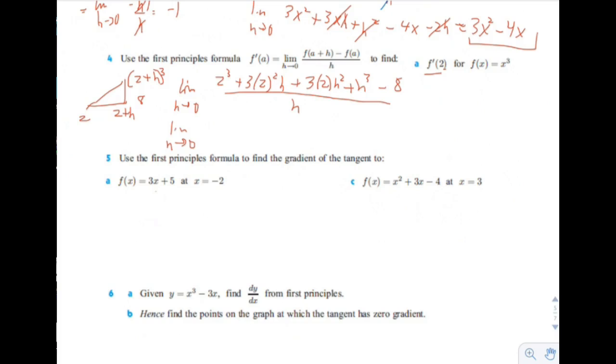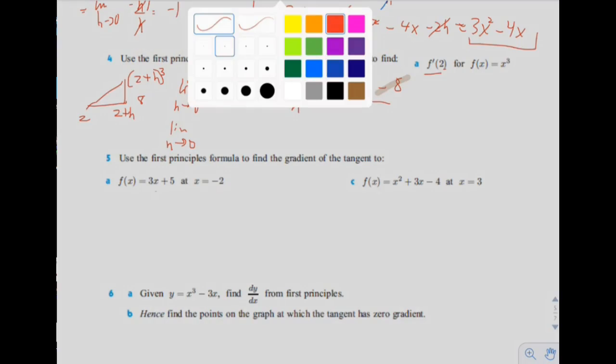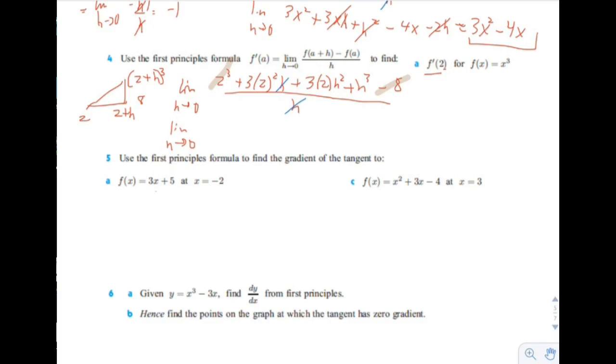Now let's simplify this. Okay, so 2 cubed minus 8 is just 0. And everything else has an h in it, which we can cancel. So we'll cancel this h with that h, and with that h, and with that h. And we're left with 3 times 8, which is 24. And we're going to have 2 times 3, which is 6h, and h squared. Okay, and then if we put h equals 0 in for the h's, that will eliminate this and this, and we're left with just 24.